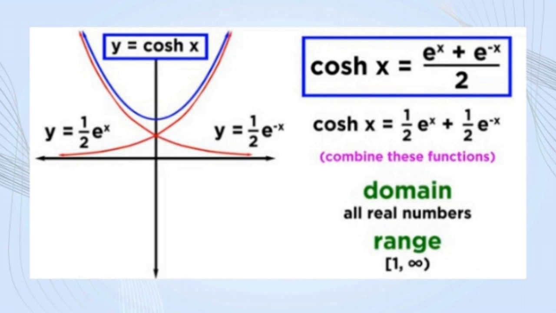Now, the hyperbolic cosine x. Hyperbolic cosine x is equal to e to the power of x plus e to the power of negative x, all over 2. The same as we did with hyperbolic sine x, we're going to break it. So we get hyperbolic cosine x is equal to 1 half e to the power of x plus 1 half e to the power of negative x. We just need to change negative into positive. If we sketch this up, we get hyperbolic cosine x. This one has a domain of all real numbers and a range of 1 to positive infinity.